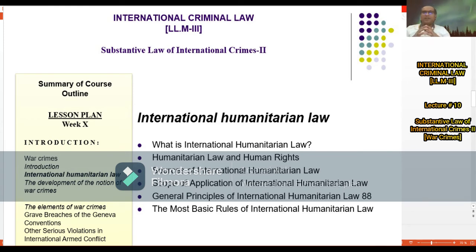International humanitarian law will come into effect once a conflict has commenced and will apply equally to each side. So, students, now I am going to give you the idea of the general principles of international humanitarian law.